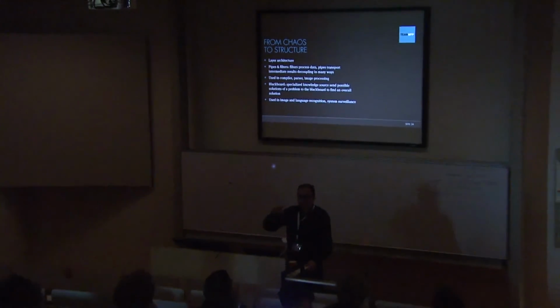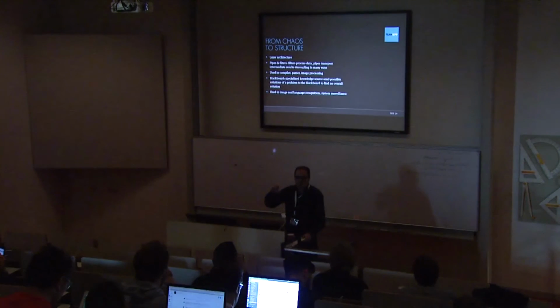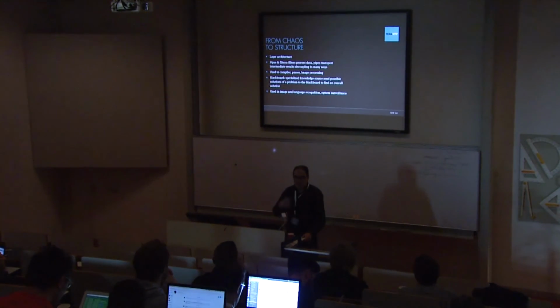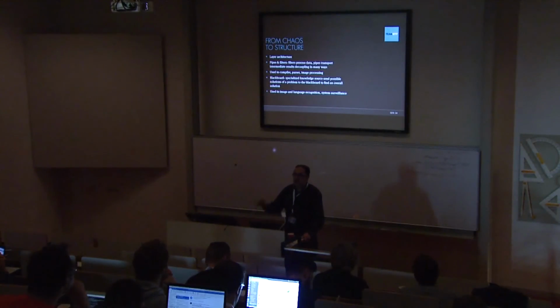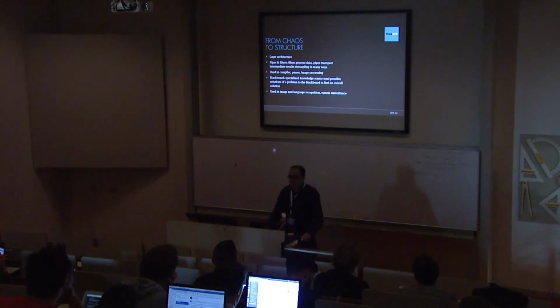For a time, the next filter has finished its processes, then it can continue. And this pipe and filter method is used in compilers, parsers, and image processing. Then we have the blackboard. The blackboard is used in complex knowledge systems, for example, for image and language recognition, system surveillance.